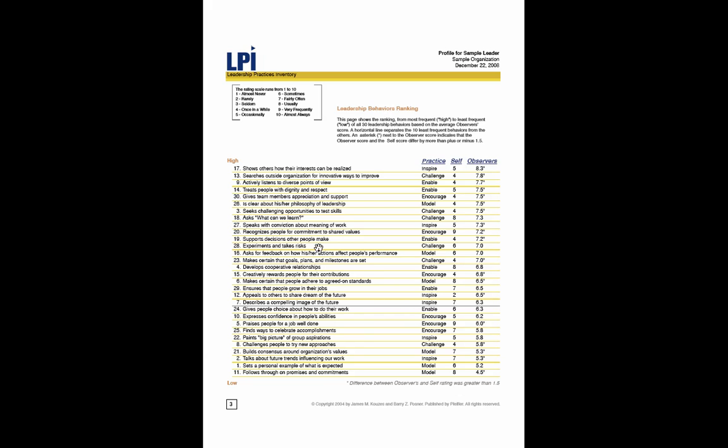And then question number 16, asks for feedback on how his or her actions affect people's performance, is usually the lowest scoring question on the LPI. So don't be surprised if you see that right at the bottom of your scores.